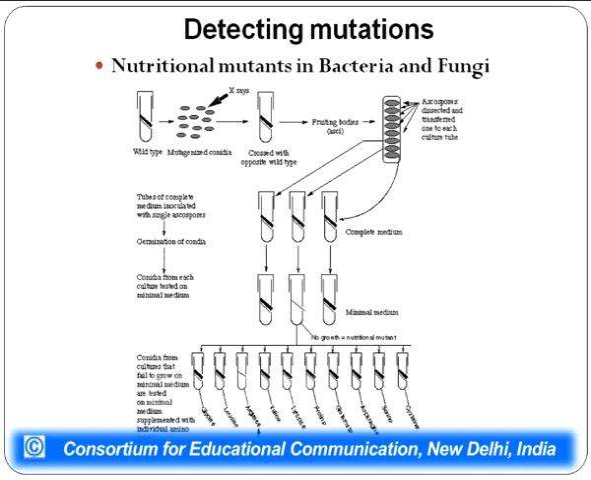Now, how do we detect mutations? Mutations can be detected in bacteria and fungi through a technique known as detection of nutritional mutants. Many fungi and bacteria have a mutation in genes which code for essential enzymes or essential amino acids. These can be detected by various culture techniques, and Beadle and Tatum used this detection technique to frame their one gene one enzyme hypothesis.